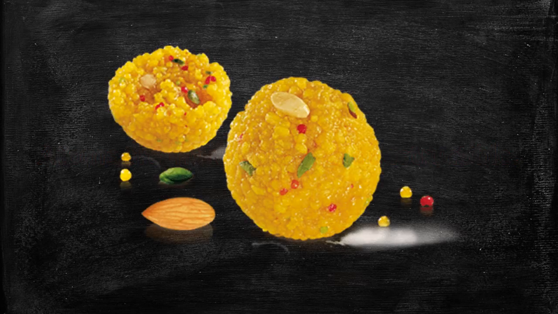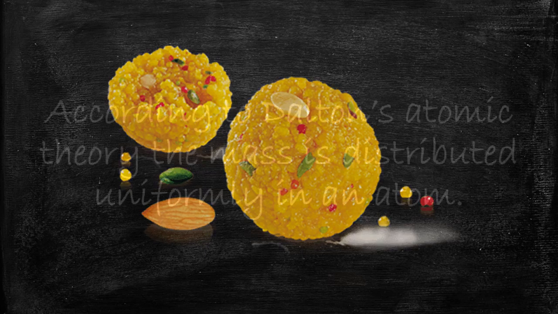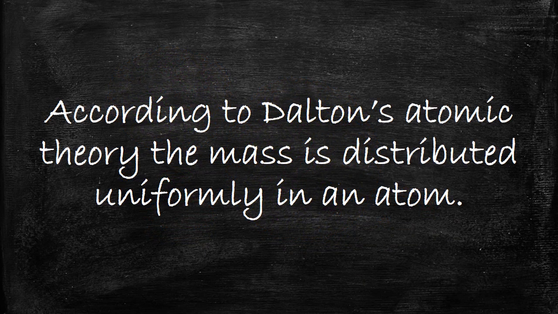A bundi laddu is found to have an internal structure. It is formed by sticking smaller particles, the bundis, to each other. However, the solid ball, broadly speaking, does not have any internal structure. The atom, as described by Dalton, turns out to be a hard, solid sphere with no internal structure. In Dalton's atomic theory, the mass is distributed uniformly in an atom.